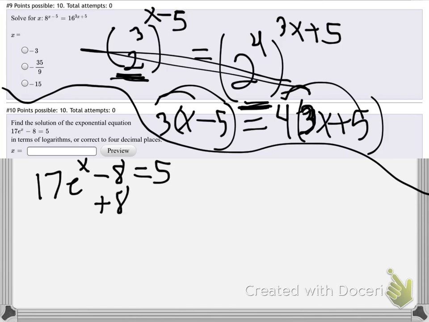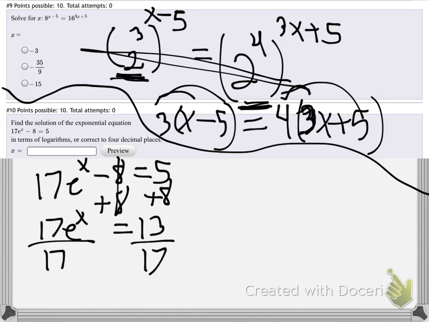We have a minus 8, so we'll add the 8, and that'll be good. Now I have 17e to the x equals 13. And then we'll divide the 17 out. That seems to be helpful. That leaves us with just e to the x equals 13 out of 17.